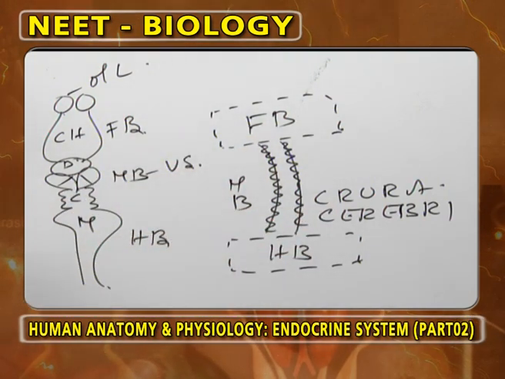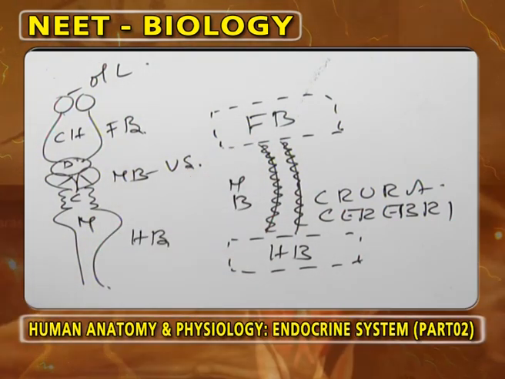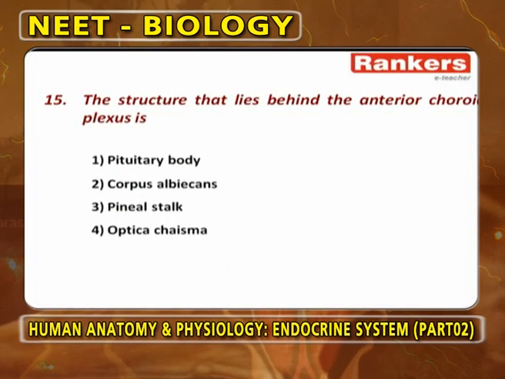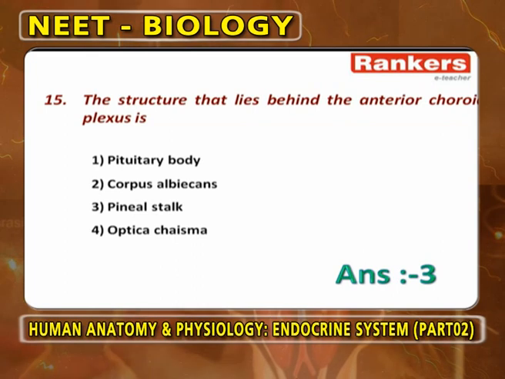How many crura cerebri? Only two. What type of nerve tracts are they? Longitudinally arranged. Now we go for the next question. The structure that lies behind the anterior choroid plexus.